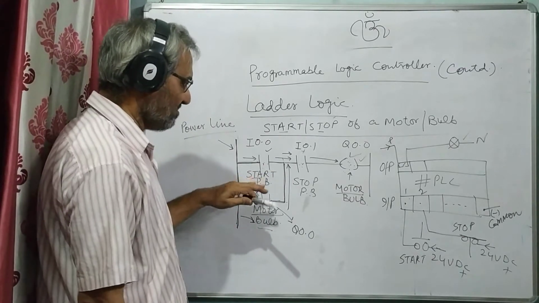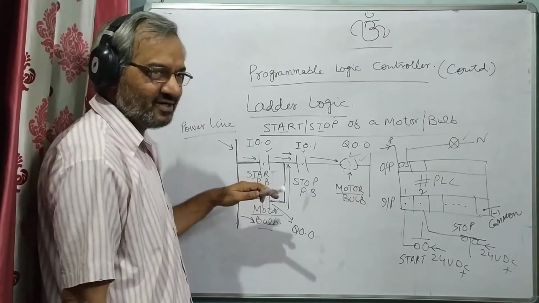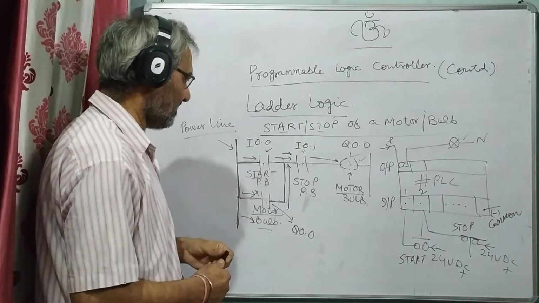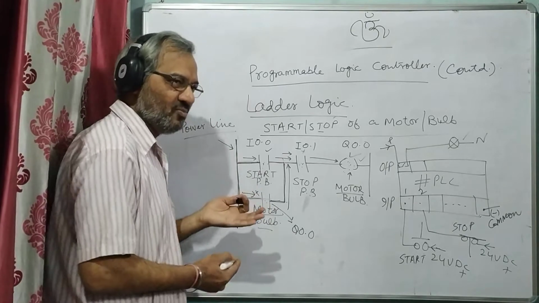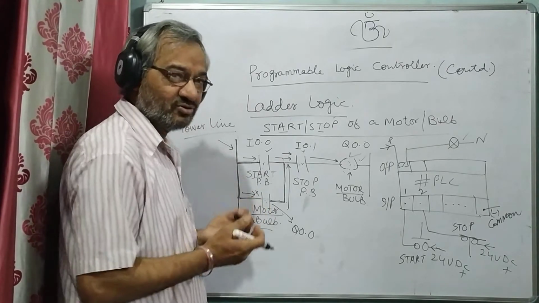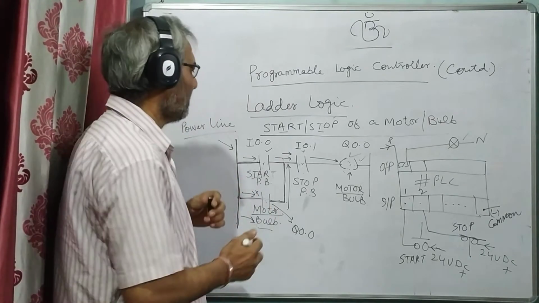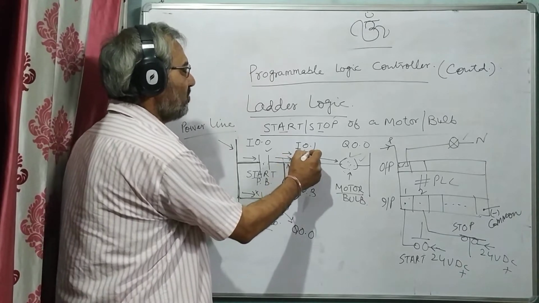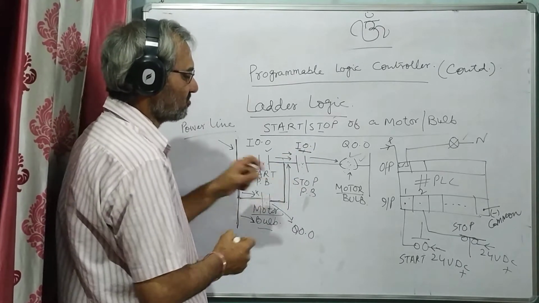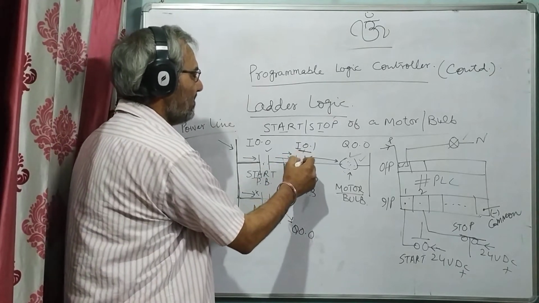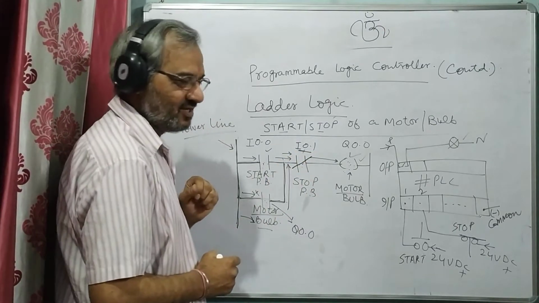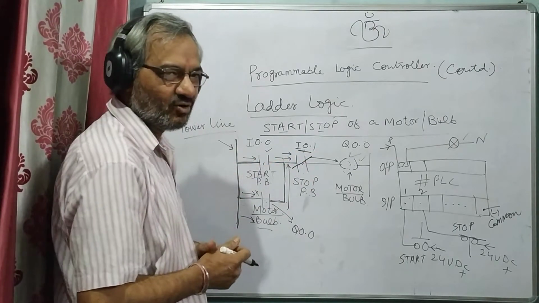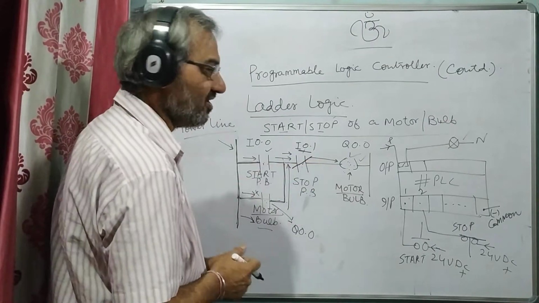Now for the same scheme, there will be one alternate. Today I will tell you about another solution for the same problem. Like if this I 0.1, for the stop push button, I am making this an NC contact, then also this scheme will work.